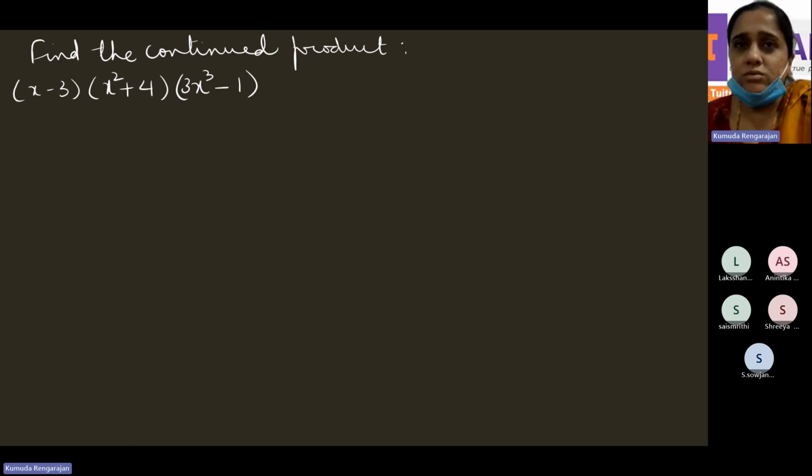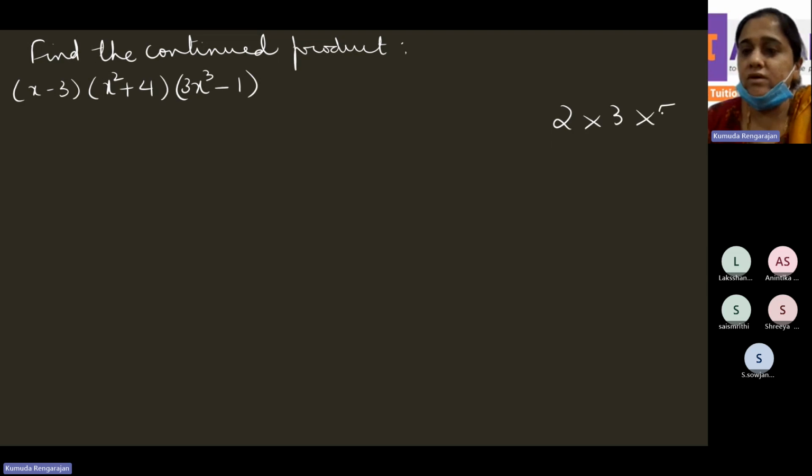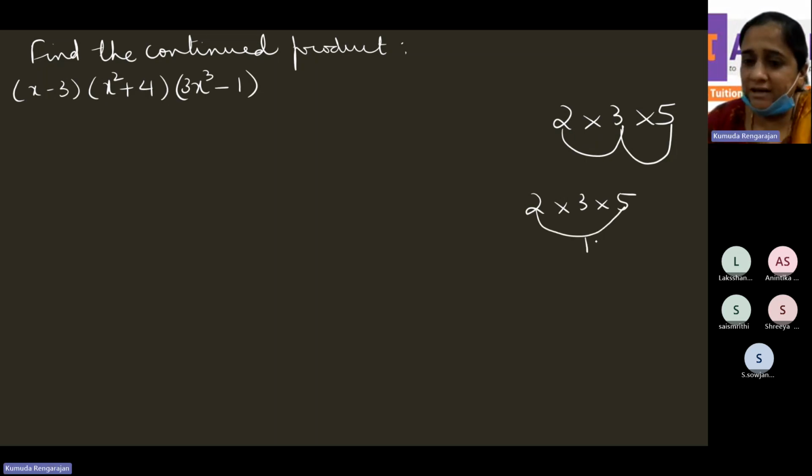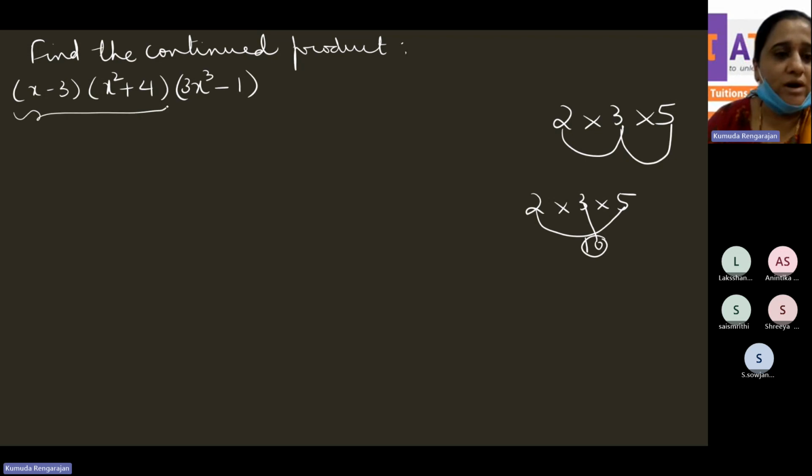It's similar to the way we multiply numbers. If you have to find the product 2 into 3 into 5, you cannot multiply all the numbers at the same time. You'll be doing 2 at a time. First 2 threes are 6, then 6 fives are 30. Or maybe you will do 2 into 5 first, which is 10, and then 10 and 3 is 30. In the same way here, you need to first find the product of these two binomials.